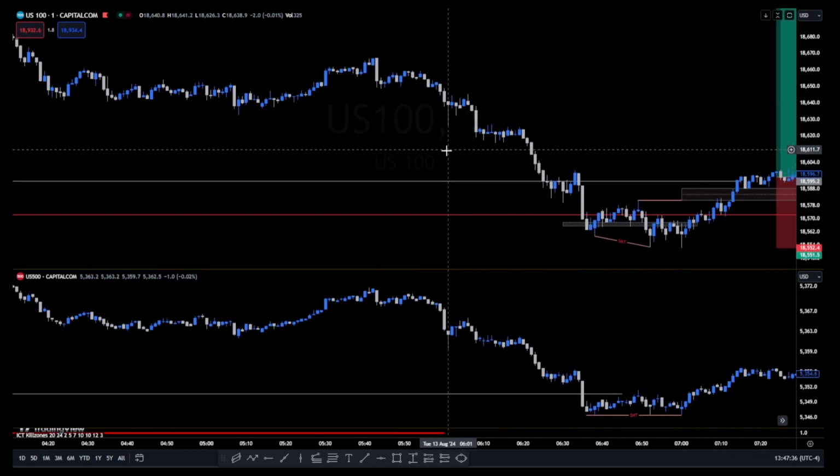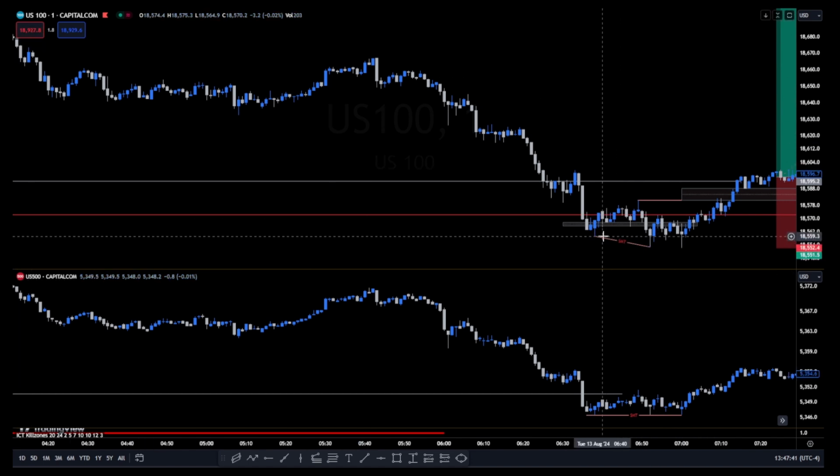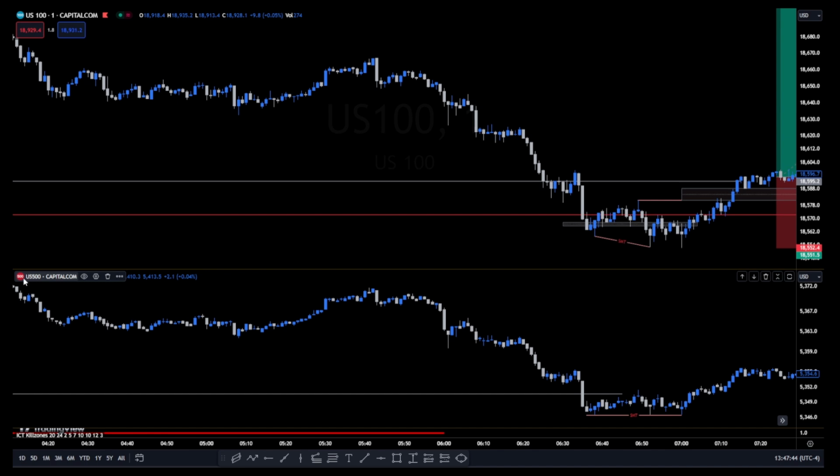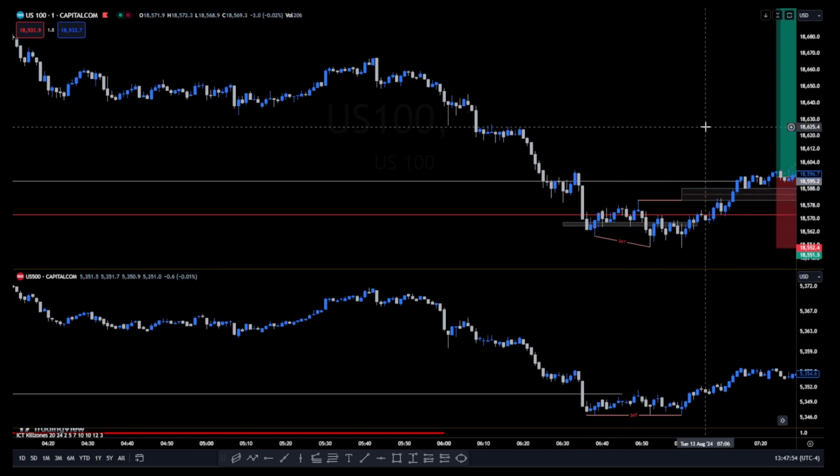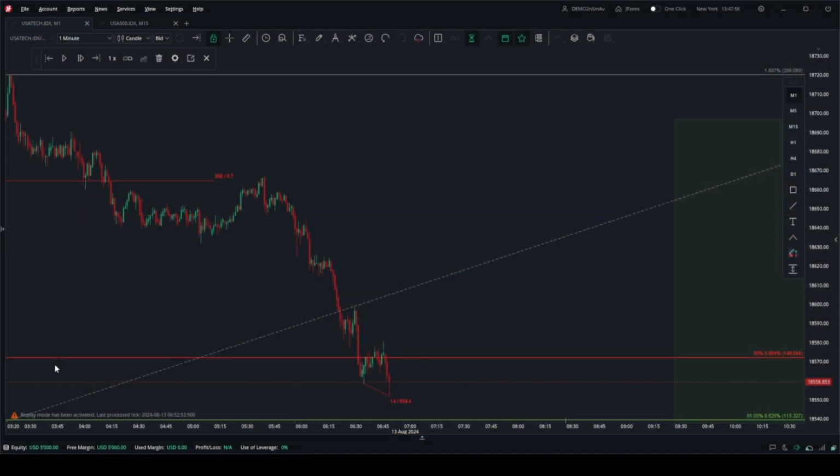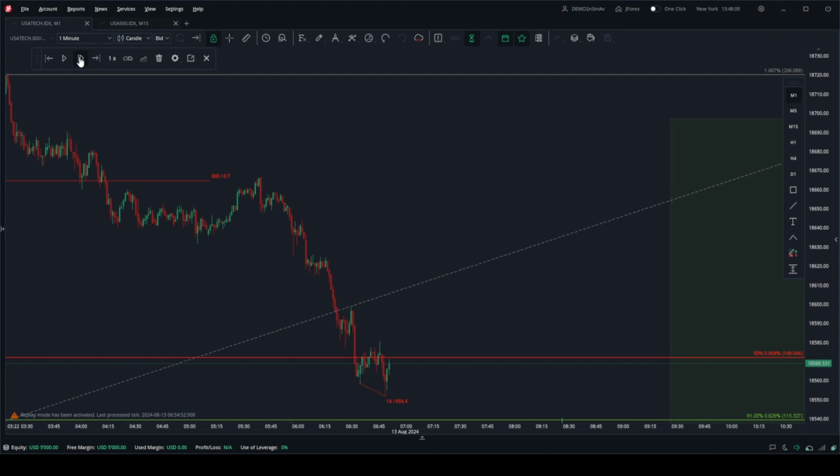You see how it made an SMT right here. The US 100 cleared the low, but US 500 didn't clear the low. So this is indicating that the price is no longer needing to go down. It is likely to be getting up. When we switch on G4X, we saw that the price is likely to be going up.